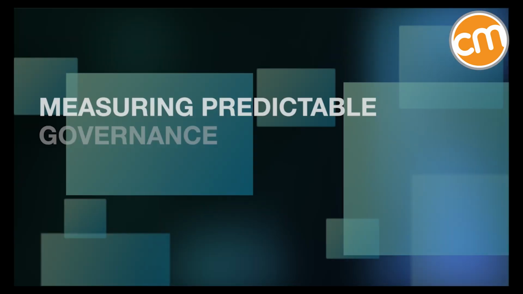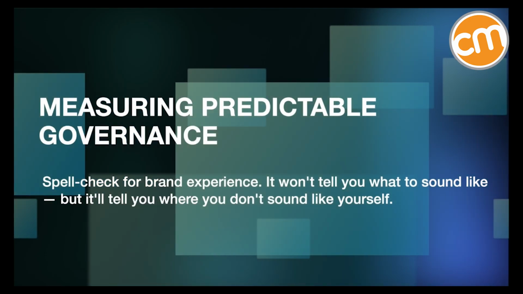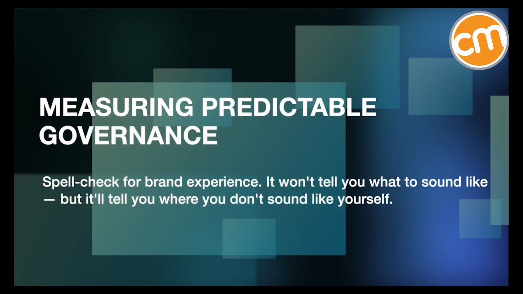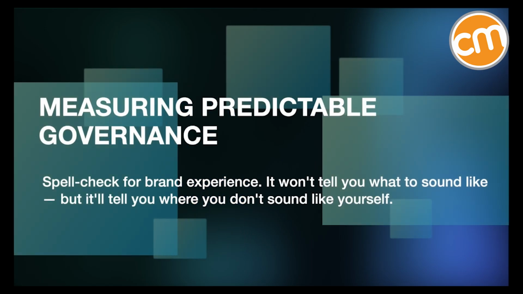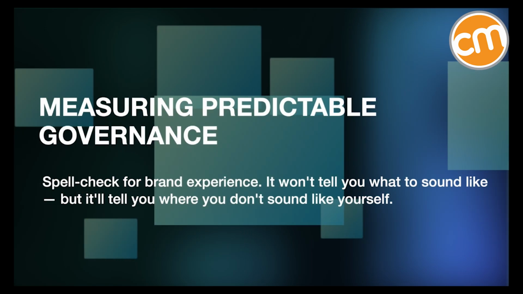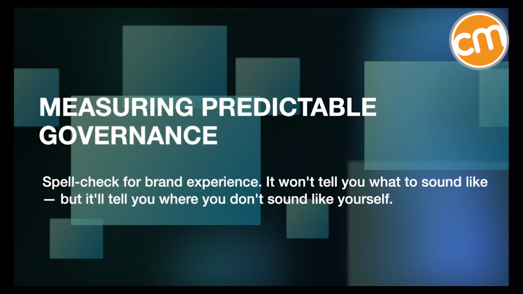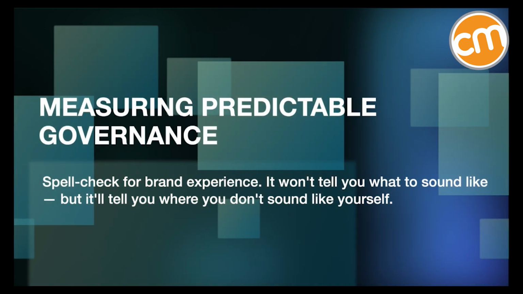Then the third is predictable governance. Now, this one still absolutely needs humans because it needs an audit. But agents can crawl your surfaces, whether it's your website, your blog, your email newsletter, whatever it is, and they can start to flag inconsistencies and give you targeted areas to audit. Think of it kind of like a spell check for your brand experience. It's not going to tell you what your brand should sound like, but it can tell you where it doesn't sound like itself.